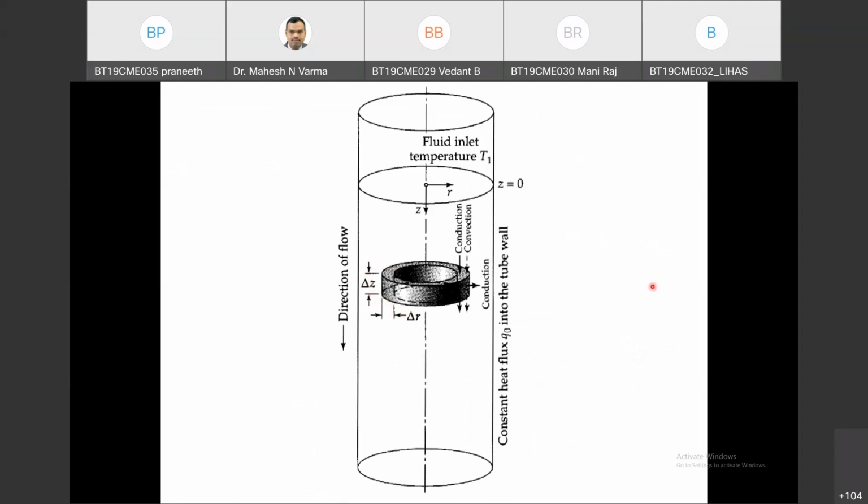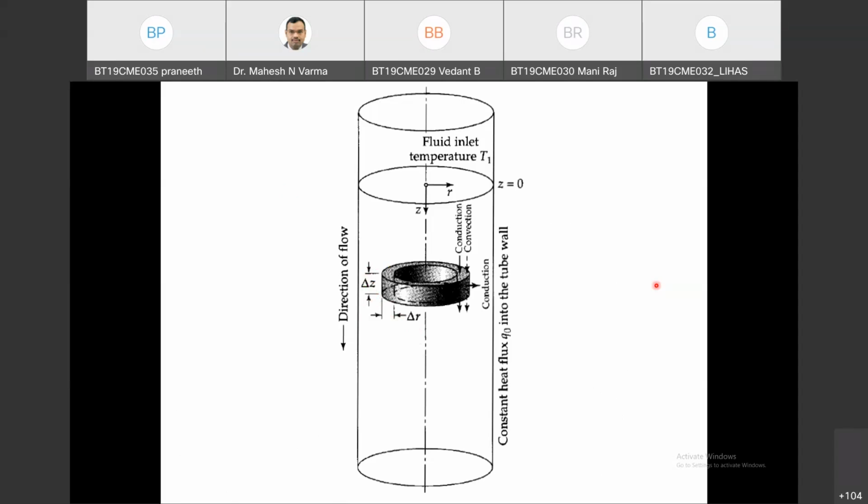This is delta Z. Now calculate the flux. Say QR, QZ, and not QR alone; you take a combined energy flux because this is a flow system. You can use a combined energy flux.